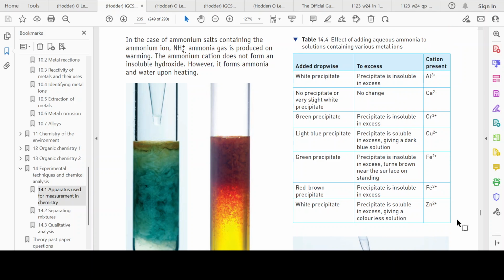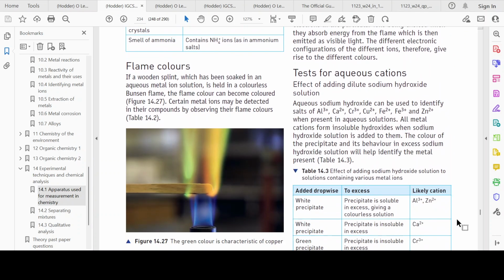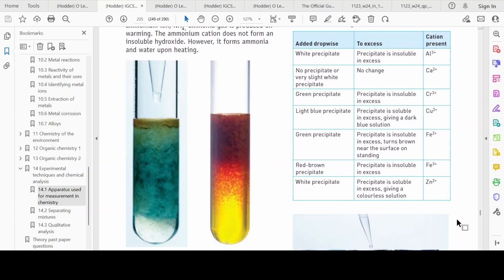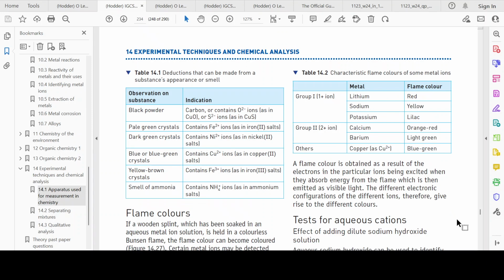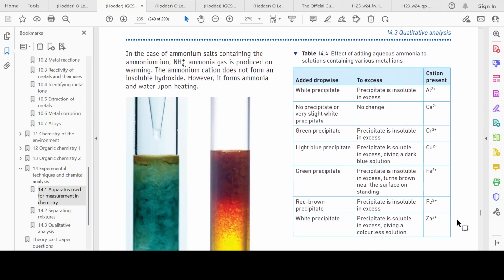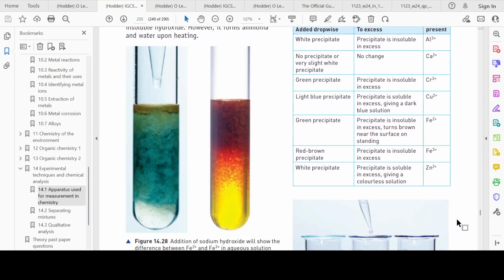Right? Green precipitate insoluble in excess, that's chromium. It was the same for sodium hydroxide as well. Right? And then light blue precipitate, the precipitate is soluble in excess and it gives a dark blue solution, so that's copper 2. Whereas over here the behavior was different, right? It was light blue and it was insoluble in excess. So again, comparing the two results can tell you it's definitely copper 2. Iron 2, right, is going to give you a green precipitate. It is insoluble in excess and it turns brown near the surface when it's standing. So same result as with sodium hydroxide.